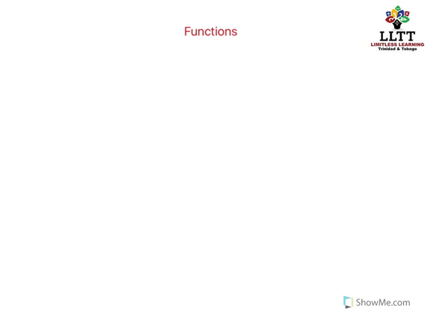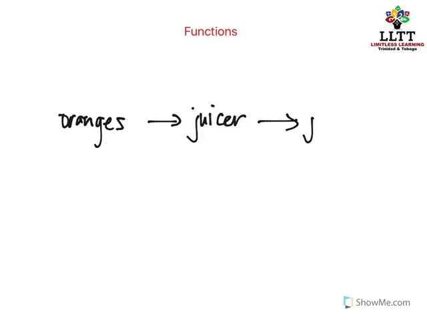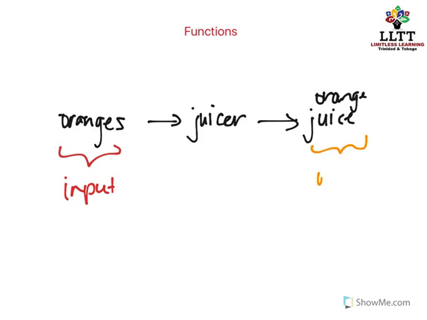The best way to think of a function is there's some sort of input, there's something that happens, and then there's an output. Sometimes the easiest example you can think of is you have oranges, right? You put them in a juicer, and then what comes out is juice, as in orange juice, right? So your oranges are your input. What you get at the end, orange juice, is your output. And what allows you to go from your input to your output is known as your function.